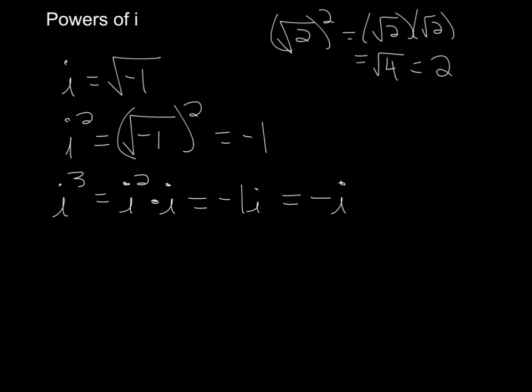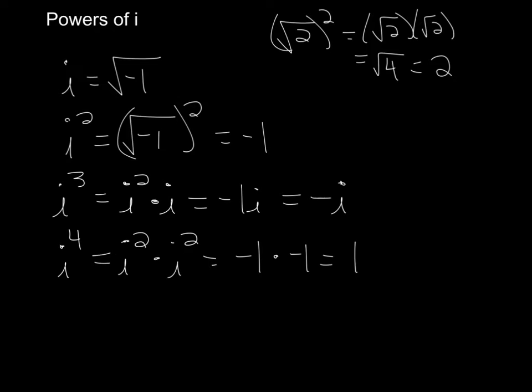So i is the square root of negative 1. i squared is negative 1. And i cubed is the opposite of i, or negative i. Well, the last one we want to look at is i to the fourth. Well, i to the fourth is i squared times i squared, and i squared is negative 1. So negative 1 times negative 1 is 1. So i to the fourth power is the same thing as 1.